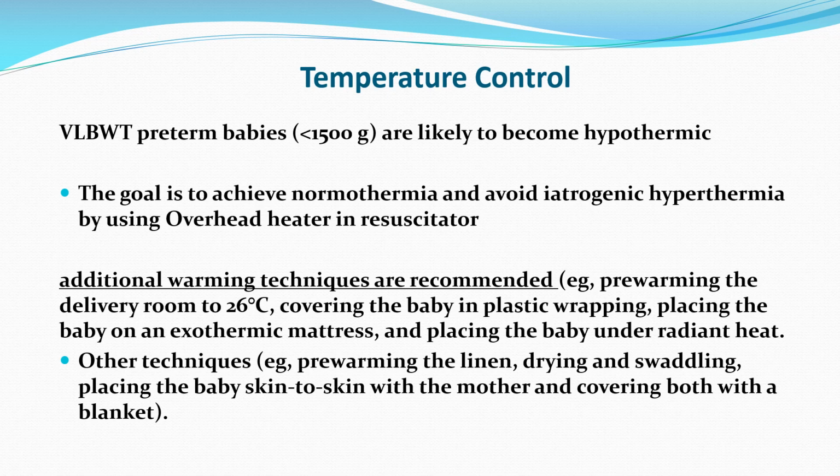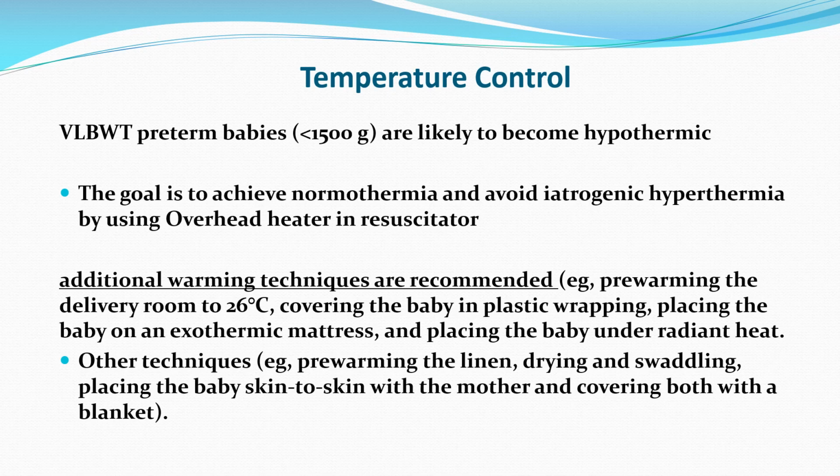There is special consideration for preterm babies, or those whose birth weight is less than 1500 grams. They are likely to be hypothermic, so the goal is to achieve normothermia and avoid iatrogenic hyperthermia by using an overhead heater and resuscitator. Additional warming techniques are recommended, including pre-warming the delivery room to 26 degrees centigrade, covering the baby in a plastic wrapping, placing the baby on an exothermic mattress, and placing the baby under radiant heat.